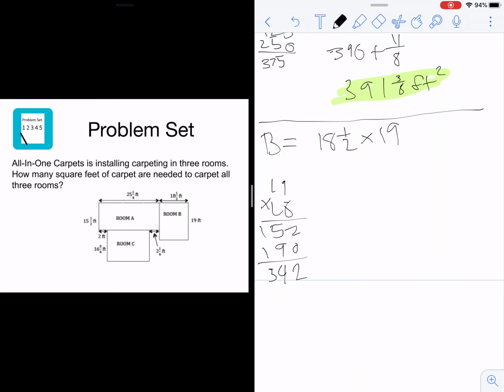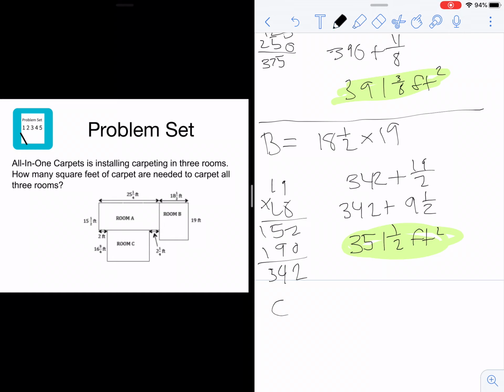342. And then we have 19 times 1/2, which is 19 halves. So we have 342 plus 19 halves. 342 plus 19 halves is the same. 2 goes into 19 9 times, so plus 9 1/2. And then this equals 351 1/2 feet squared. So this is the area of B. And then C. I'm going to draw our line there. And now we have C.